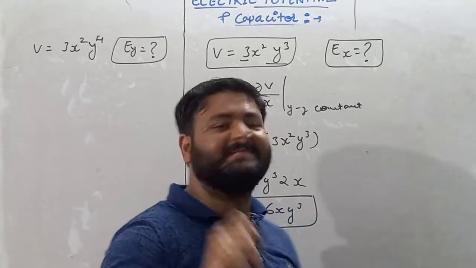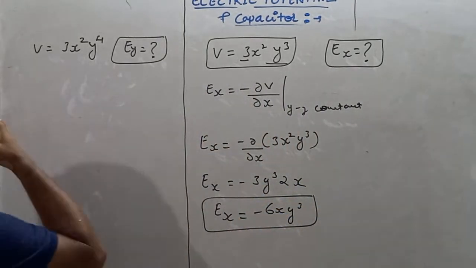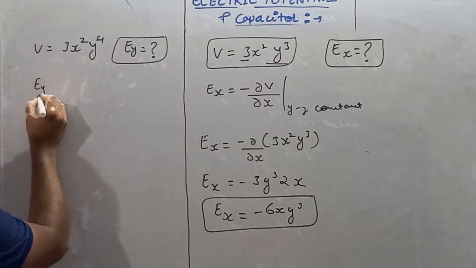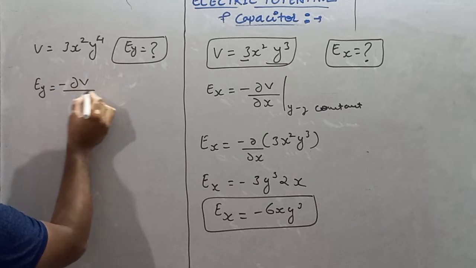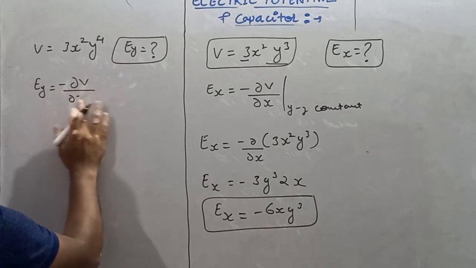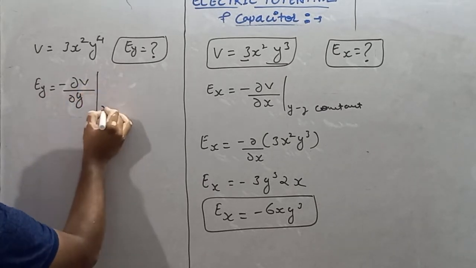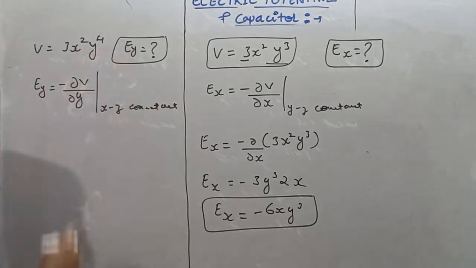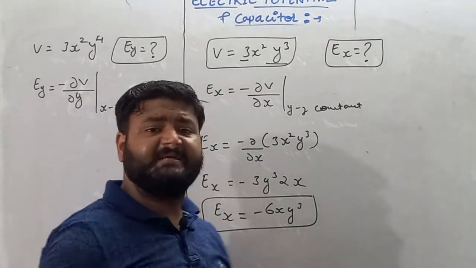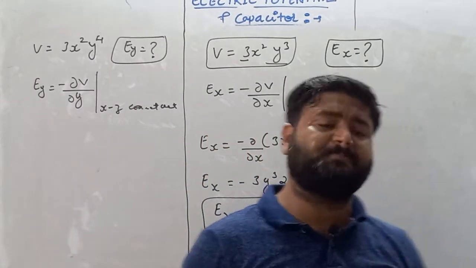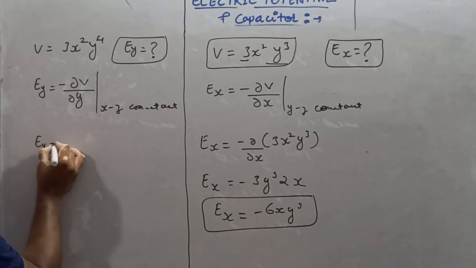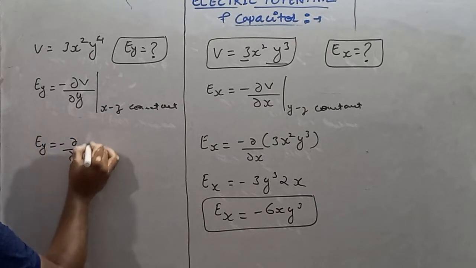So keeping x and z constant, electric field along y-axis can be written as minus del v by del y, keeping x and z constant. In the value of potential, there is no z present, so that is okay. We'll write Ey is equal to minus del over del y.